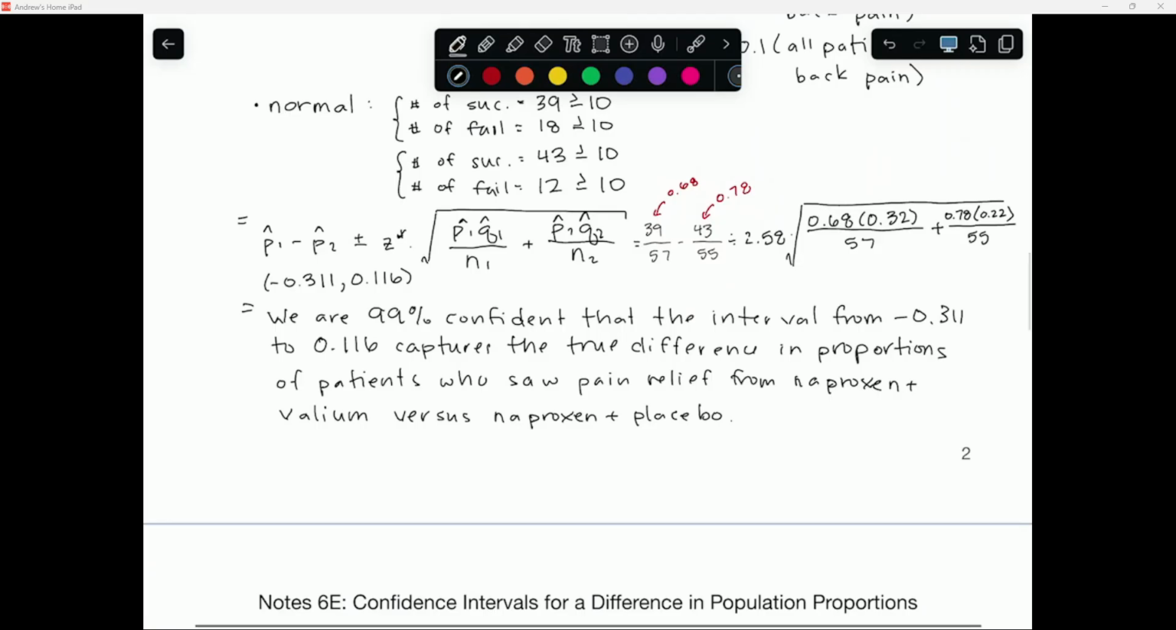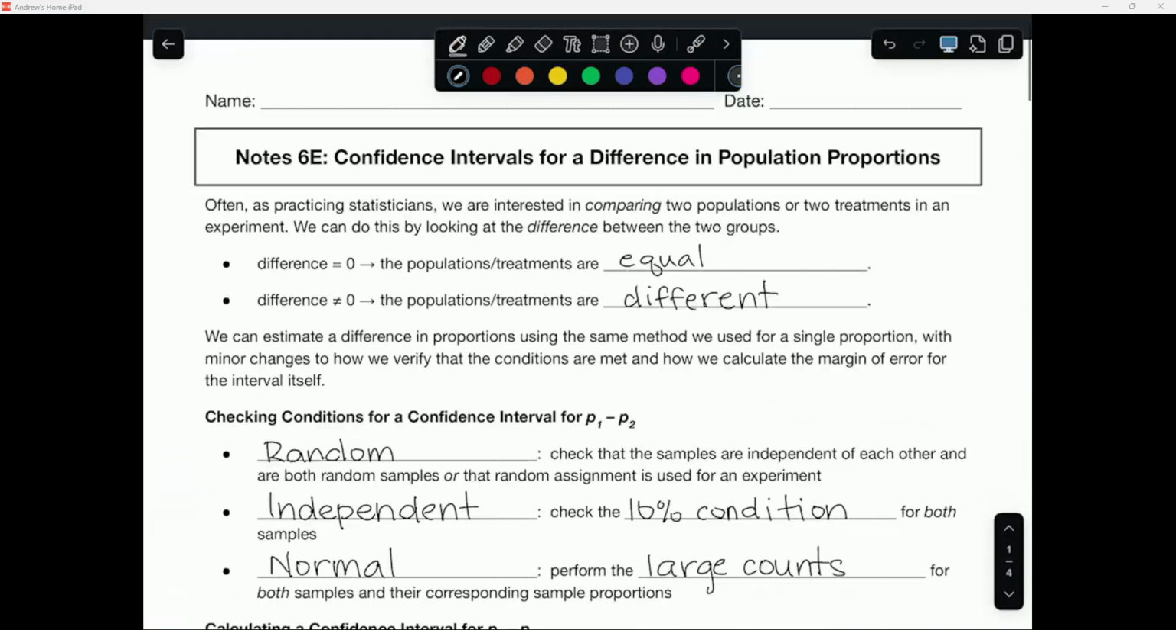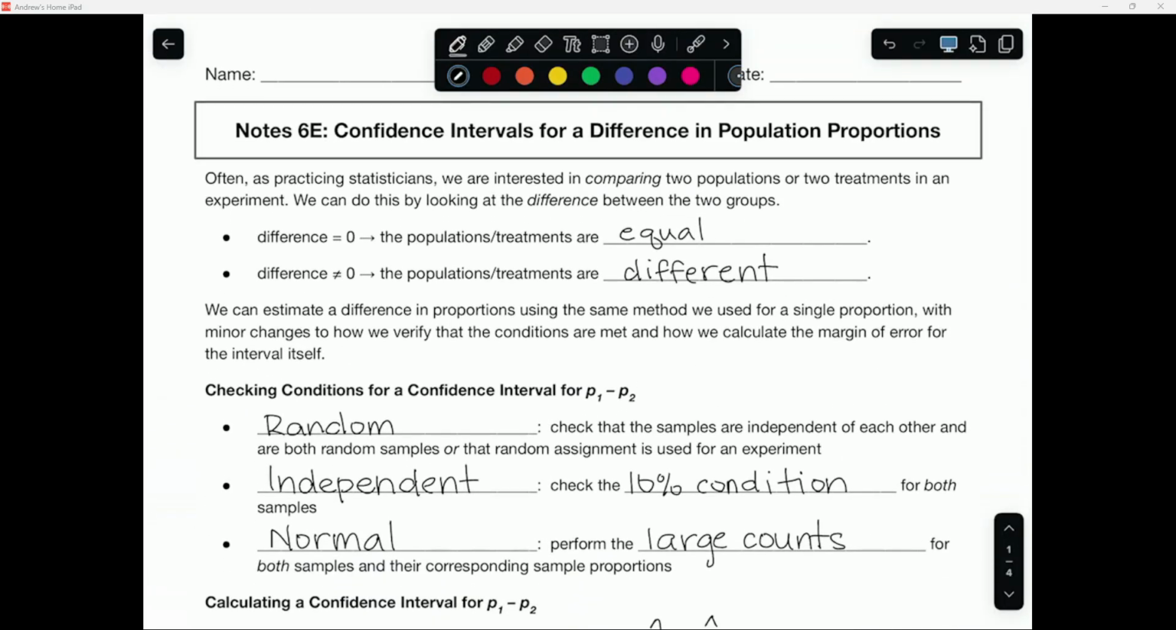So I'm going to come down here. I'm going to label this my answer to A. And for B, they're asking, can we tell based on that interval if taking naproxen with Valium was noticeably different than taking naproxen with a placebo? So remember, if I scroll back up to that first page, if the difference is equal to 0, the population difference, or the populations or treatments are equal. There's no difference there.